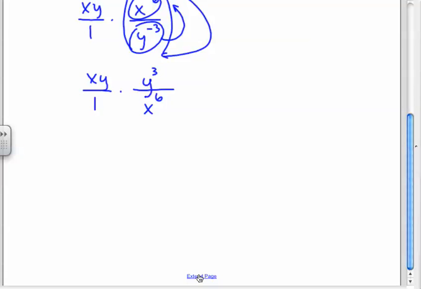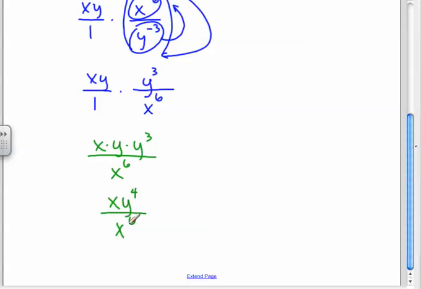Now remember, anytime I have a fraction times a fraction, I can put all the stuff on the top together. x times y cubed all over x to the 6th, right? And now I'm going to simplify a little bit more. I'm going to get xy to the 4th all over x to the 6th.